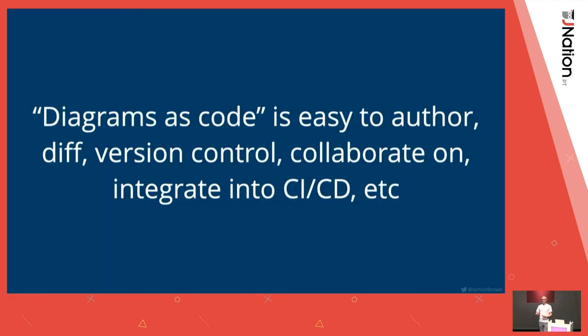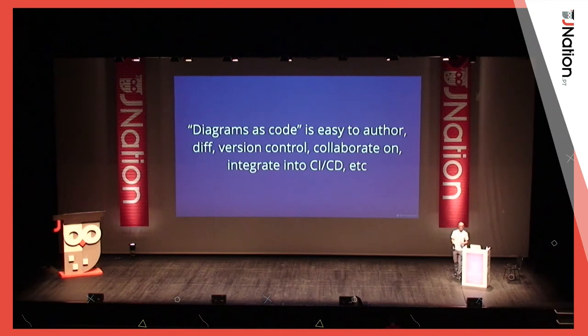So diagrams as code is essentially, rather than using a drag-and-drop editor to craft up your diagram, you write some text, you write some code, and then a tool will generate your diagram from that definition. This is fabulous because it's text. We can version control these things. We can diff them so we can see the differences between versions of diagrams. We can use our IDEs to collaborate and do global search replaces. And we can integrate these toolchains into our CI/CD pipelines so we can automate our diagram generation.